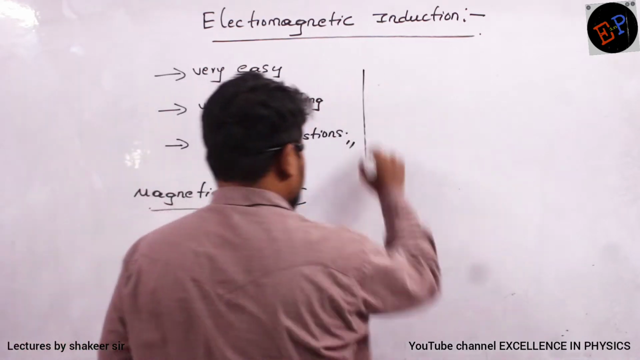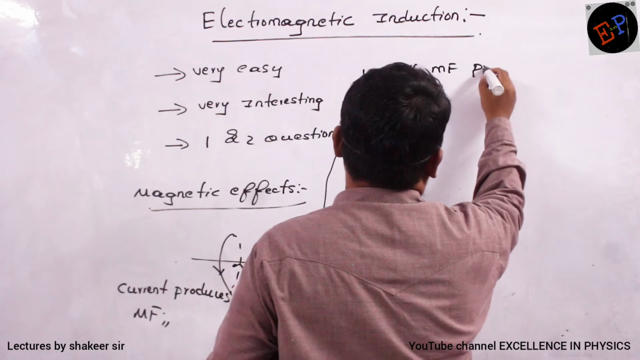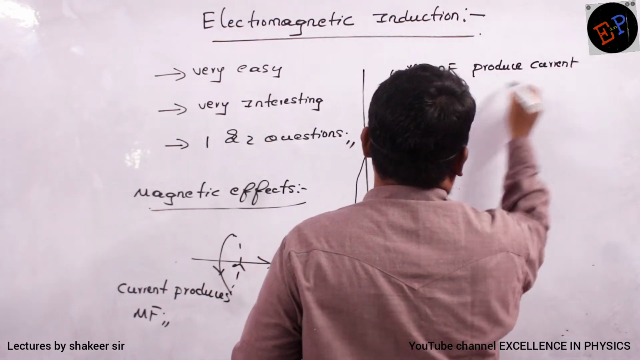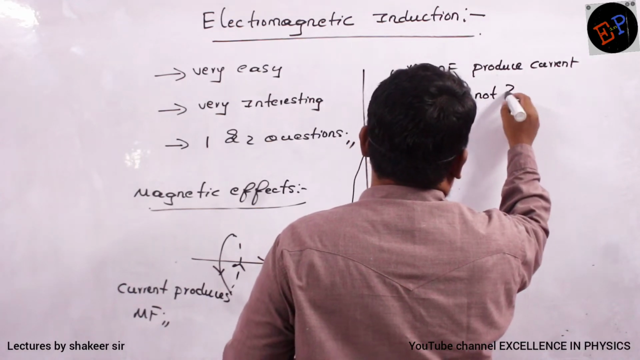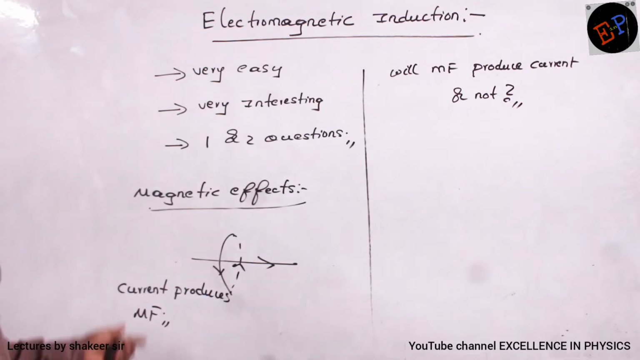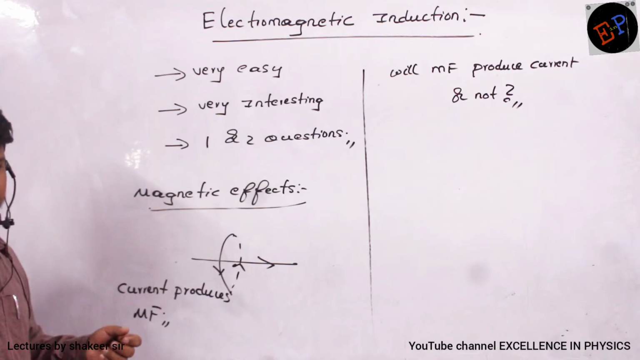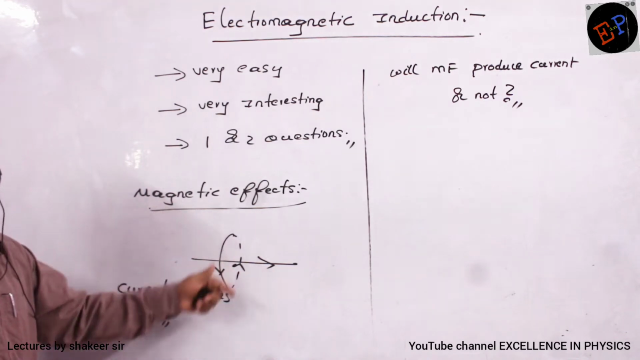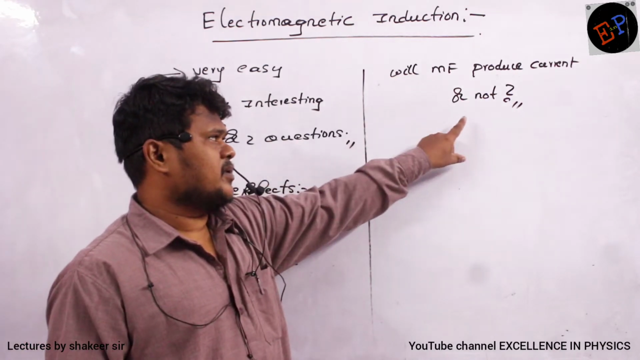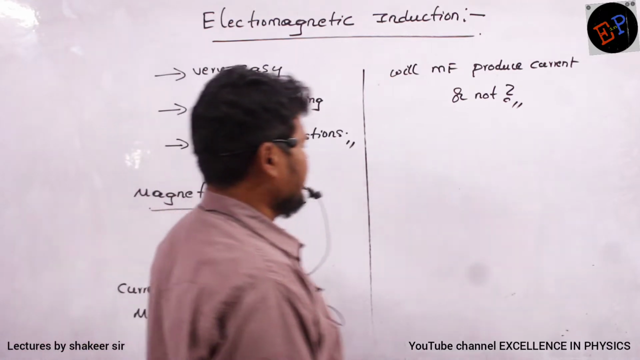Now the question is, will a magnetic field produce current or not? That is the question. So definitely we have understood that there is a relation between electric field and magnetic field. A current carrying conductor is producing a magnetic field. Now the question is, will a magnetic field produce current or not? Clear? So for that we have done some experiments.